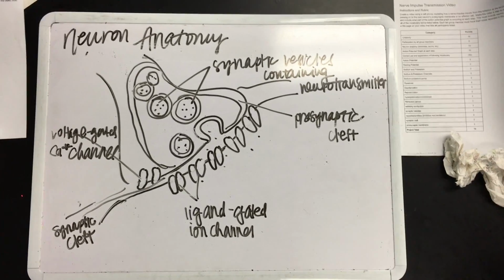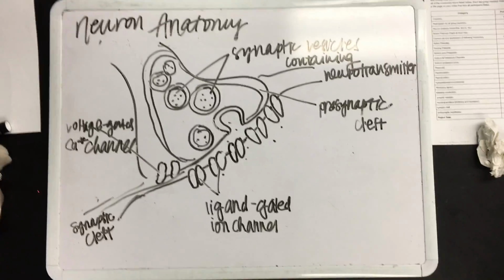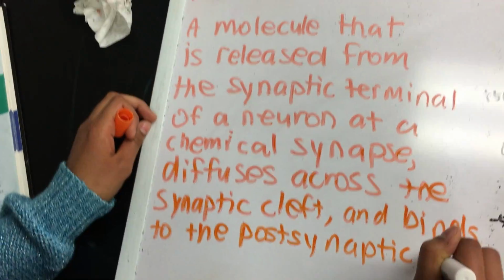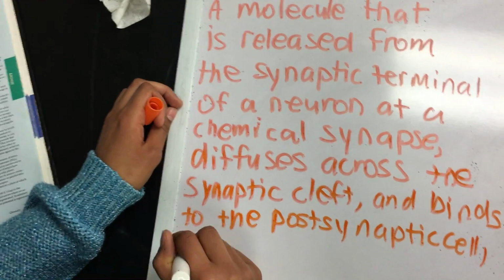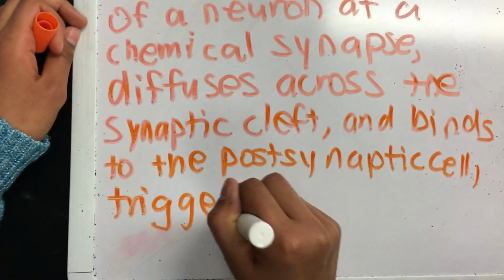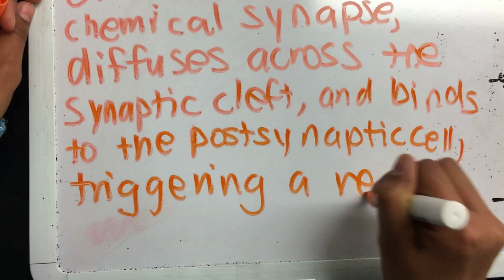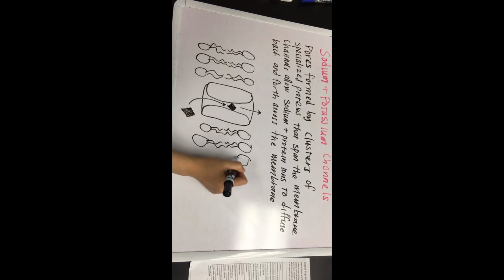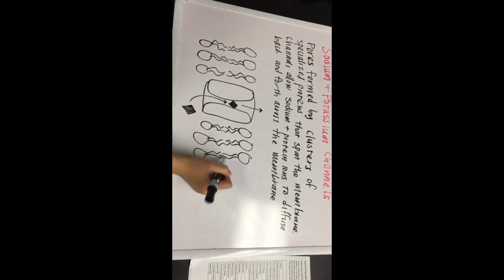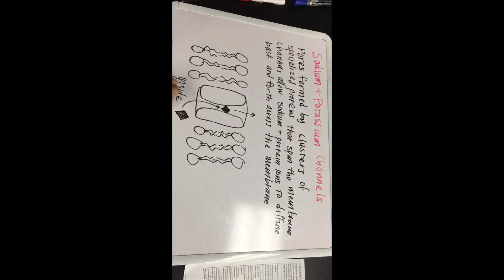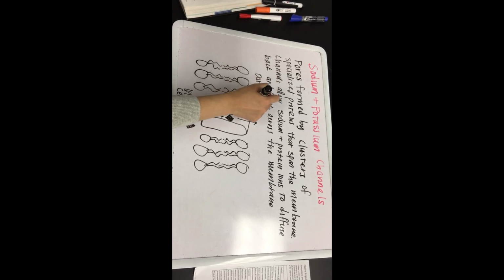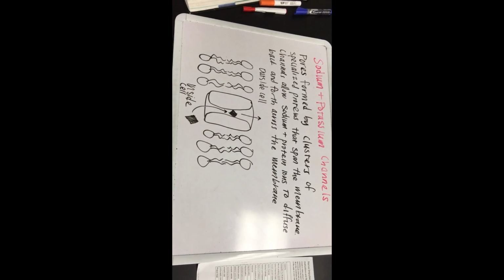Synaptic vesicles are membranous sacs containing neurotransmitter molecules at the tip of a presynaptic axon. A neurotransmitter is a molecule that is released from the synaptic terminal of a neuron at a chemical synapse, diffuses across the synaptic cleft, and binds to a postsynaptic cell, triggering a response. In a chemical synapse, the postsynaptic membrane is the membrane that receives a signal from the presynaptic cell and responds via depolarization or hyperpolarization. The postsynaptic membrane is separated from the presynaptic membrane by the synaptic cleft.